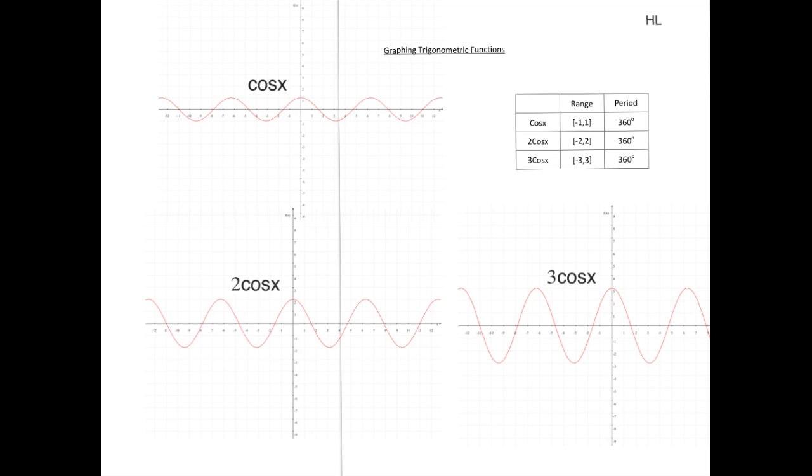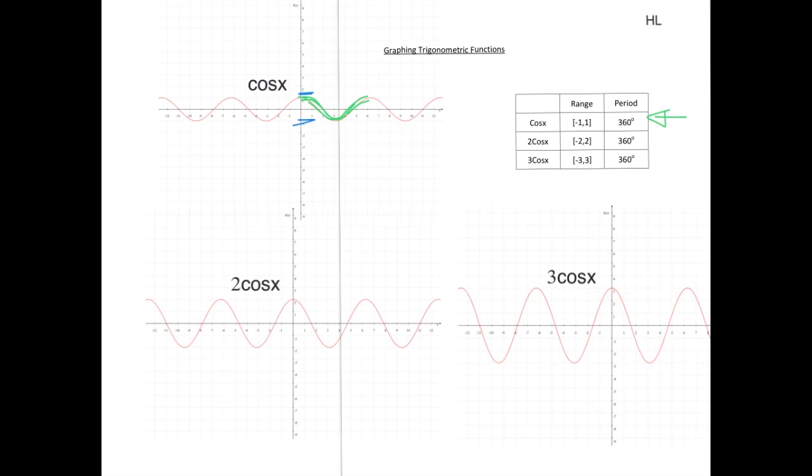And now we'll take a look at cosine. Almost very similar to the case of sine, when we just have cosine on its own, cosine x, our range is -1 to 1, and our period is still 360 degrees. So that's this line on the table here.